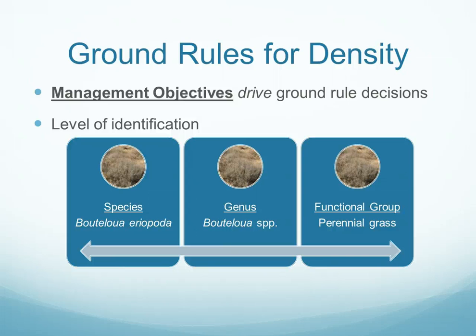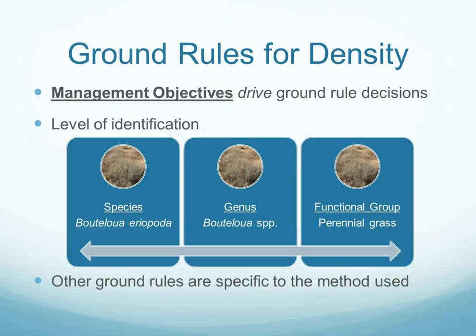Again, we may not even need to identify plants to the nearest species or nearest genus, but simply to be able to say, oh, that's a perennial grass. So identifying the plant to the functional group may be all that's needed. There are other ground rules that apply that are specific to the different methods that are used.